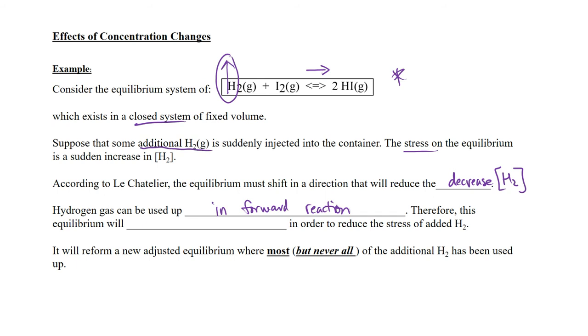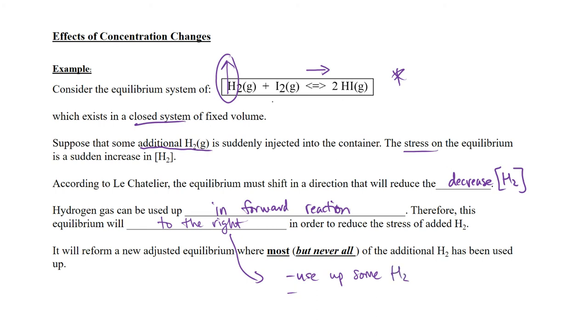So this equilibrium will shift. The forward reaction is left to right. So it's going to shift to the right, the product side, to try and use up some of what we added. Okay? So try and think about what happens in the end. When we're shifting to the right, we're going to use up some of the H2 that we added.